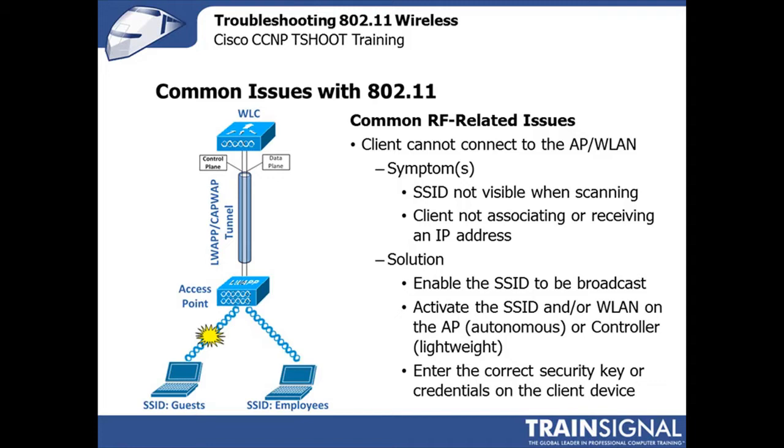The SSID is not visible when scanning. As a result, the client's not associating and it's not receiving an IP address. So here are potential solutions for this particular issue. First, enable the SSID to be broadcast, or you could alternatively supply the SSID to the user.